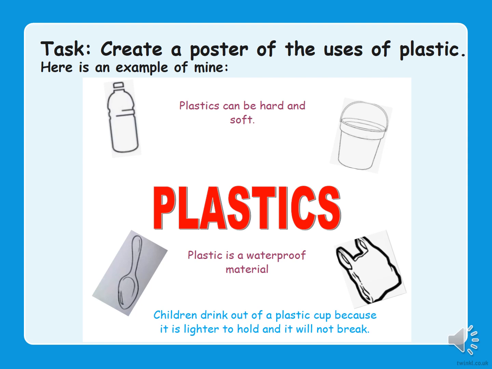You can also do the same. You can do a big title in the middle or at the top of your poster. You can draw lots of plastic objects, lots of objects that are made out of plastic. And you can also write the properties of plastic, that they're waterproof, flexible, they can be hard, they can be soft, and also the objects that are most suitable to be made out of plastic. You can pause the video here and have my poster on the screen to help you while you do yours.